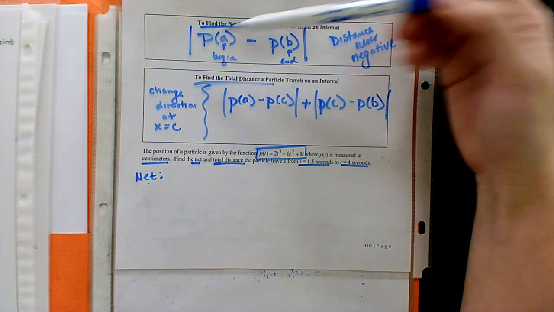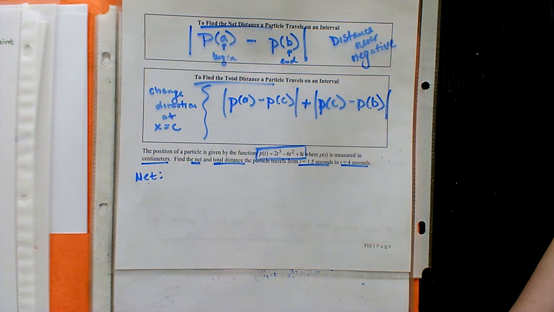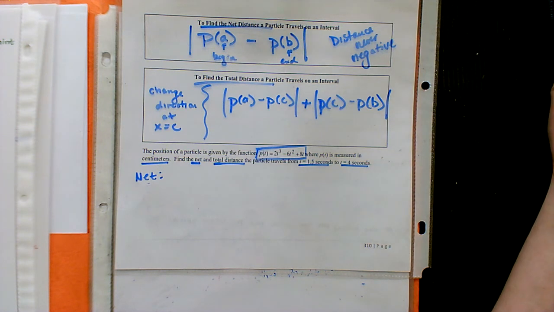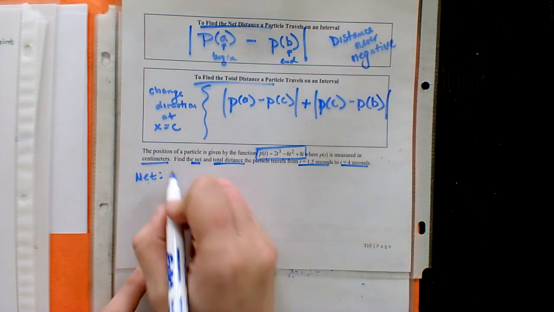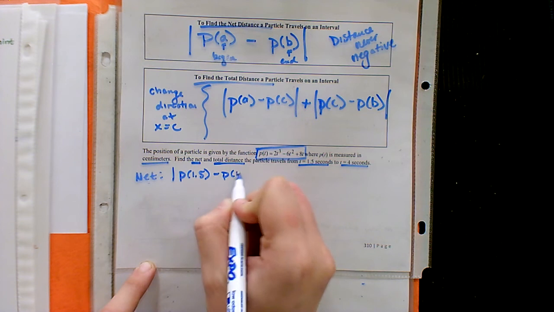We said that's pretty simple. We just need our beginning location minus our ending location. So how do you want to figure that out? Find P of 1.5 and find P of 4. There we go. All right, so we'll do P of 1.5 minus P of 4.